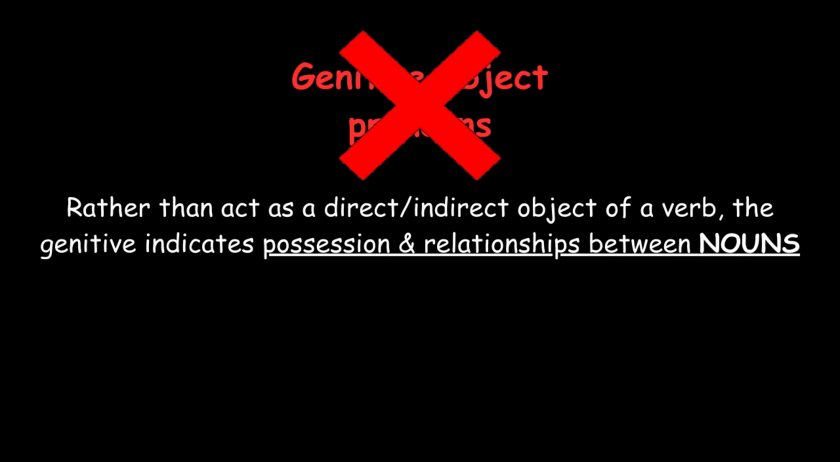Finally, I said that German doesn't have object pronouns in the genitive previously in the video, and now I'll conclude with this concept. German doesn't have object pronouns in the genitive because of how the case works in the language. Rather than act as a direct or indirect object of a verb, the genitive indicates possession and relationships between nouns, so there is no need for object pronouns in the case.